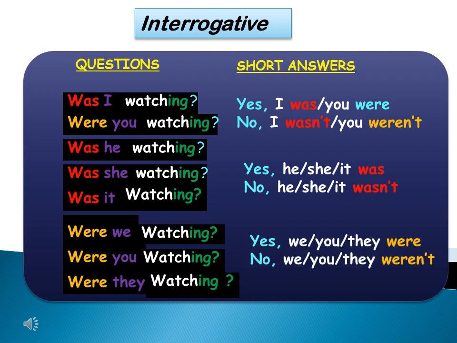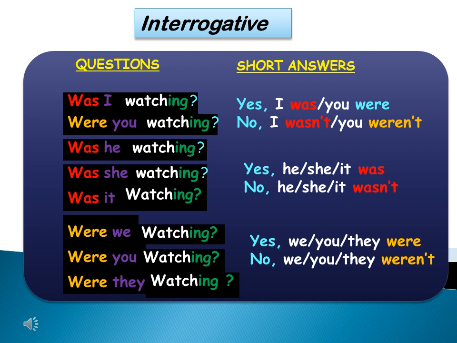Now let's see the interrogative case. لاحظوا معايا في الافيرماتيف قلنا I was watching وفي النيجاتيف شنو قلنا؟ قلنا I wasn't watching. دابا كنديرو لافيرسيون هذيك I was watching كتولي was I watching, were you watching, was he watching, was she watching, was it watching, were we watching, were you watching, were they watching.